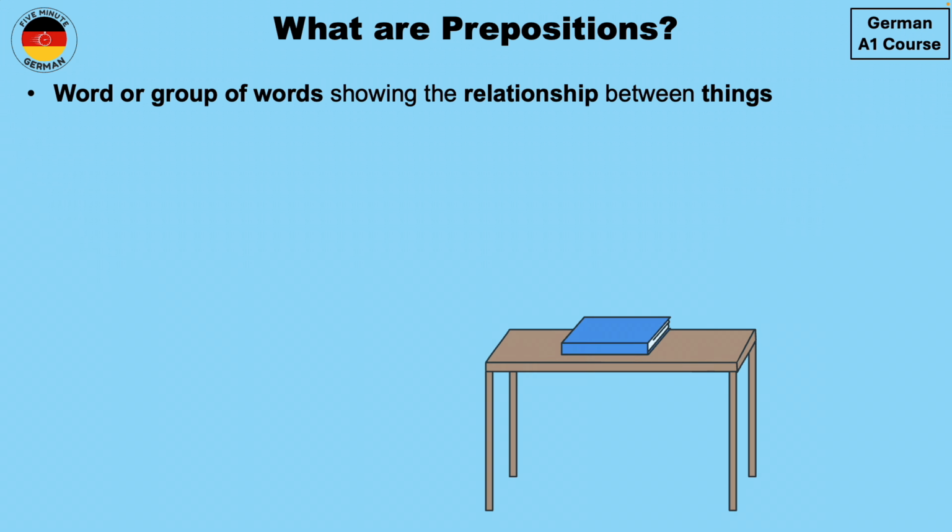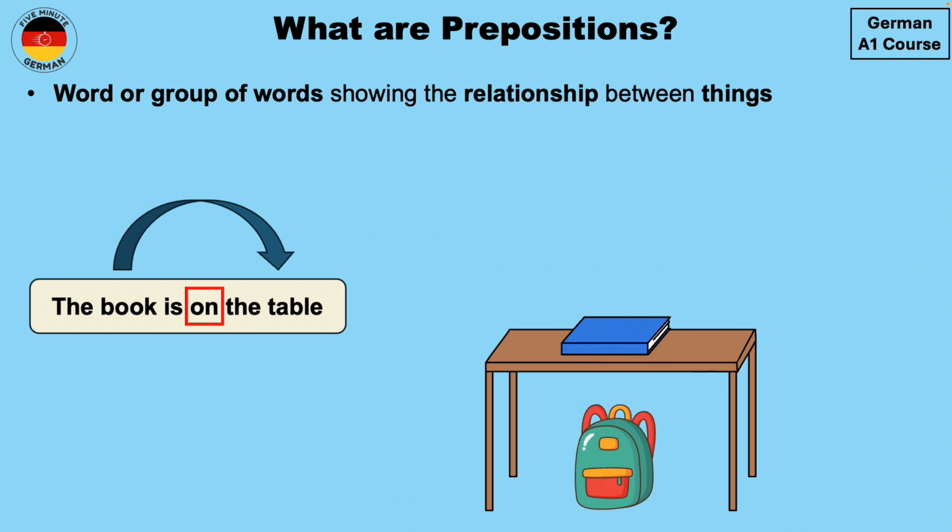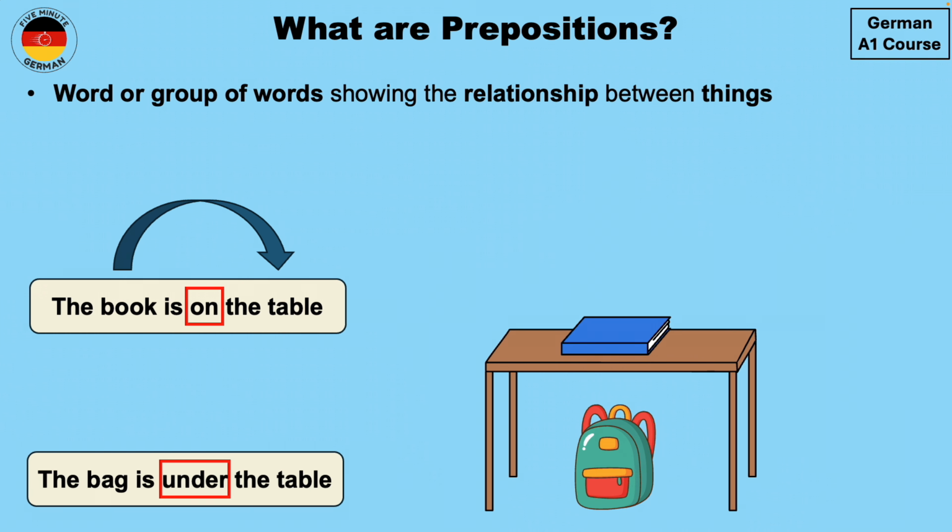Now suppose that you have this image. Now you can describe this image by saying the book is on the table. In this sentence, the word on tells us about the relationship between the book and the table. Similarly, if we have this bag, then we can describe it by saying the bag is under the table. And in this sentence, under is the word which describes the relationship between the bag and the table. And both of these prepositions tell us about the location of one thing with respect to the other. That's why they are called prepositions of location.